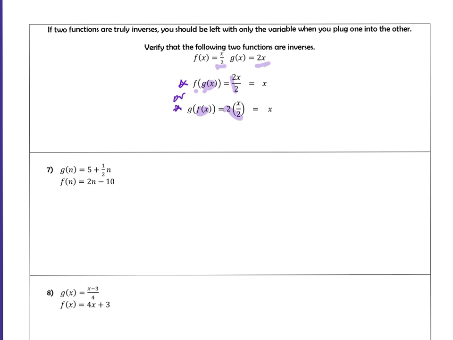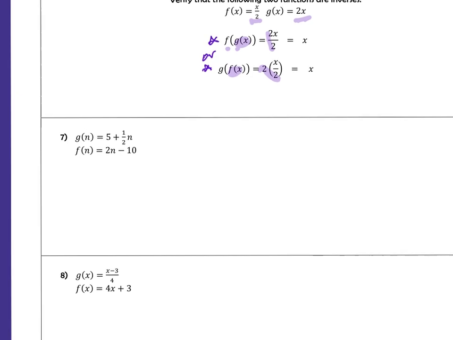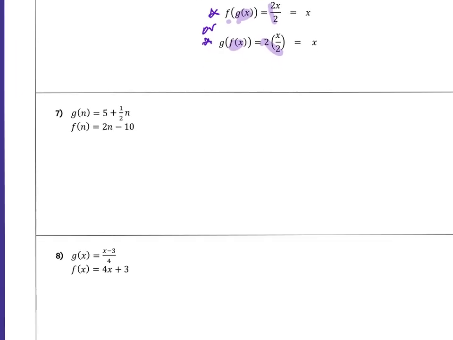So now I'm going to do an example for you, and then you guys are going to practice on your own on the next couple problems. So I've got G and F. It doesn't matter which one I choose to put inside of each other. I'm just going to go ahead and say, let's find G of F of N. So I'm going to put the second one into the first one. Okay. So I've got 5 plus 1/2 times 2n minus 10.